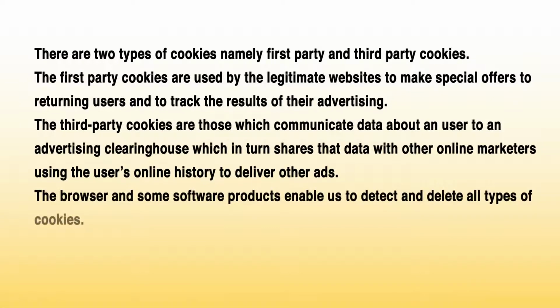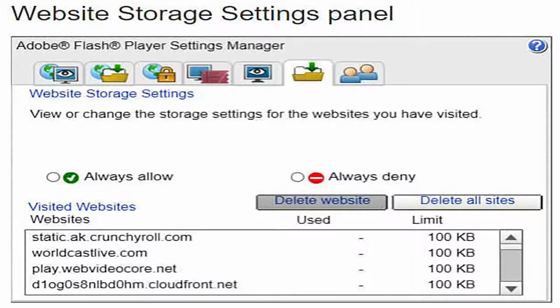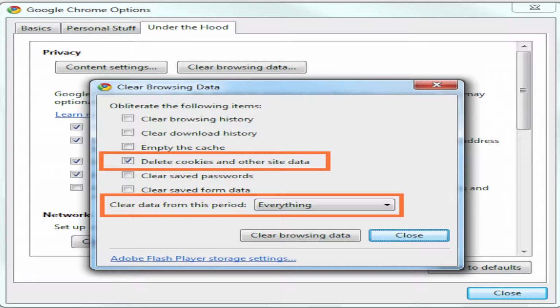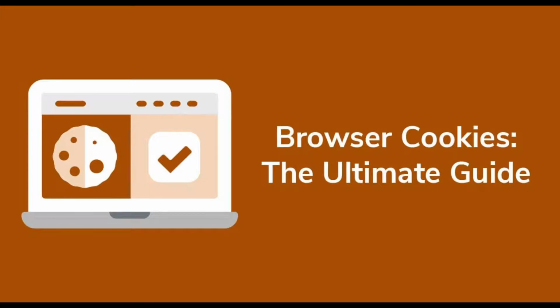The browser and some software products enable us to detect and delete all types of cookies. Flash cookies, also called super cookies, are more persistent than a regular cookie and are utilized by many websites. Erasing standard cookies, clearing history, or clearing within the browser will not affect flash cookies, since they persist despite user efforts to delete all cookies. Flash cookies cannot be deleted by any commercially available anti-spyware or adware removal program except in the Firefox browser. There is an add-on called Better Privacy which assists in the deletion of flash cookies.